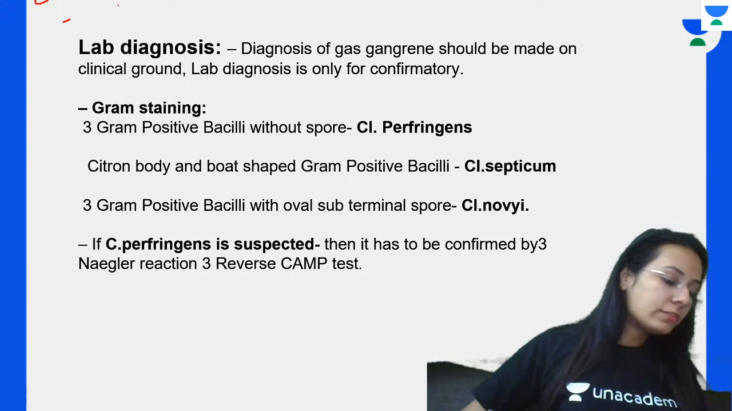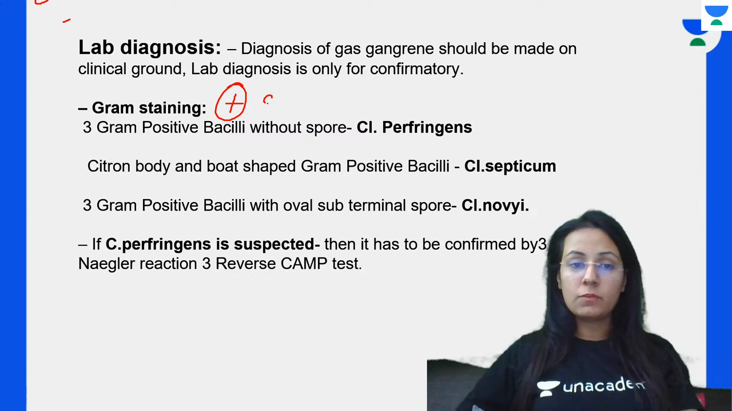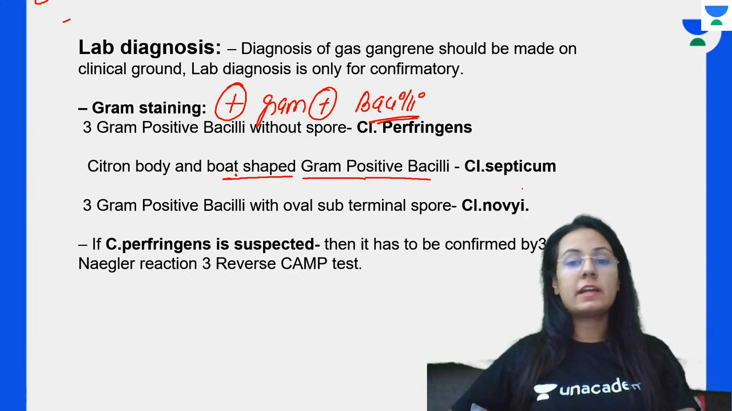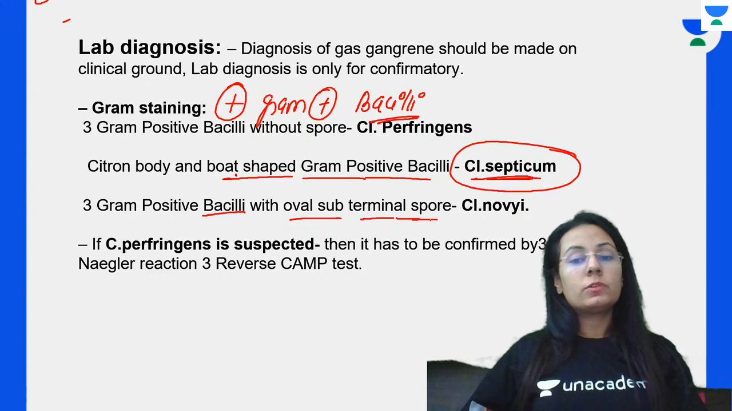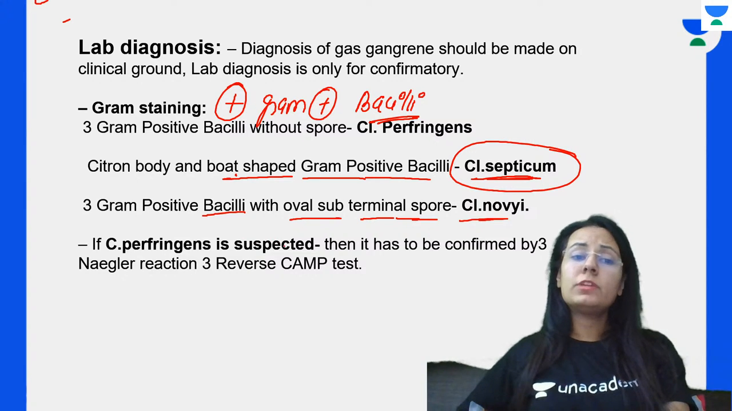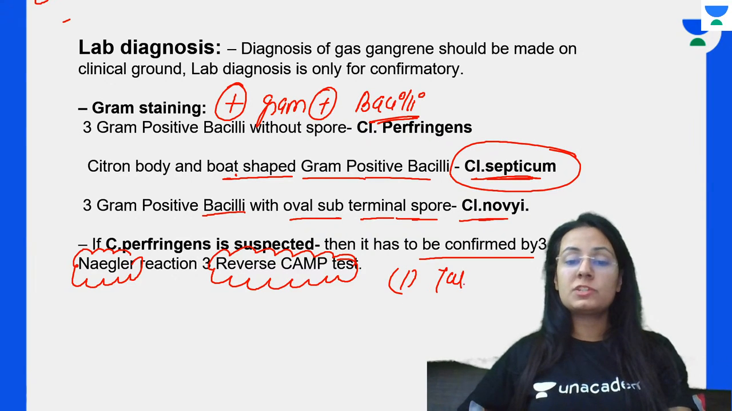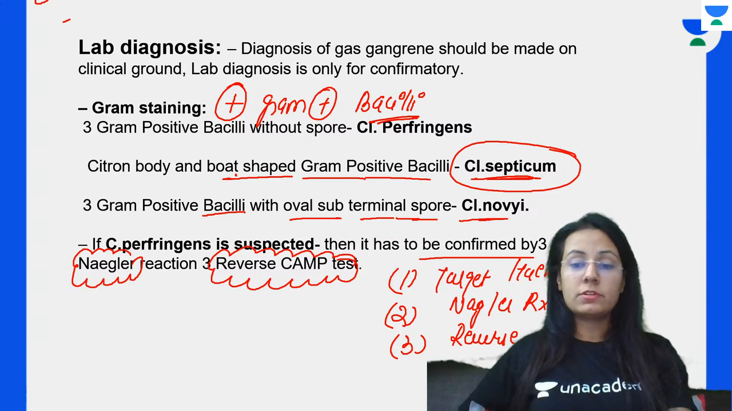Now, coming to lab diagnosis, it should be based on the clinical grounds. Gram staining, because we know that they are gram positive bacilli. Citron bodies and pod shaped gram positive bacilli are Clostridium septicum, and gram positive bacilli with subterminal oval spores is Clostridium novyi. If perfringens is suspected, then it has to be confirmed by Naegeler reaction and the reverse CAMP test. Please remember that they show the target hemolysis or double zone of hemolysis, Naegeler's reaction is positive, and they show the reverse CAMP test.